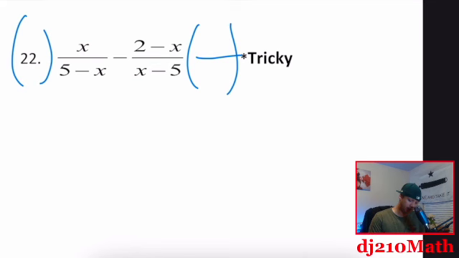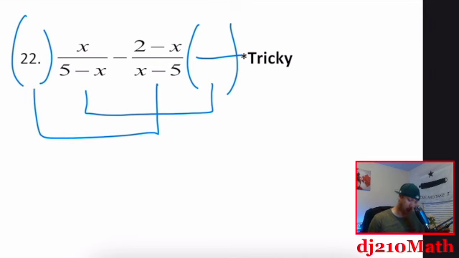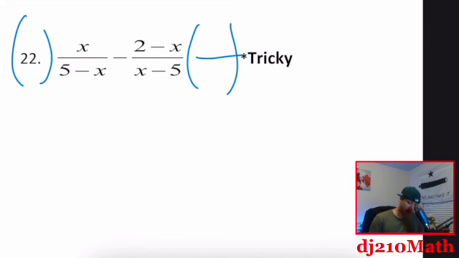At the end of the day, you multiply by the other denominator, just like in the last one. You easily could have done that. However, the reason this is tricky, well, it even says tricky, is because these two denominators almost look alike.